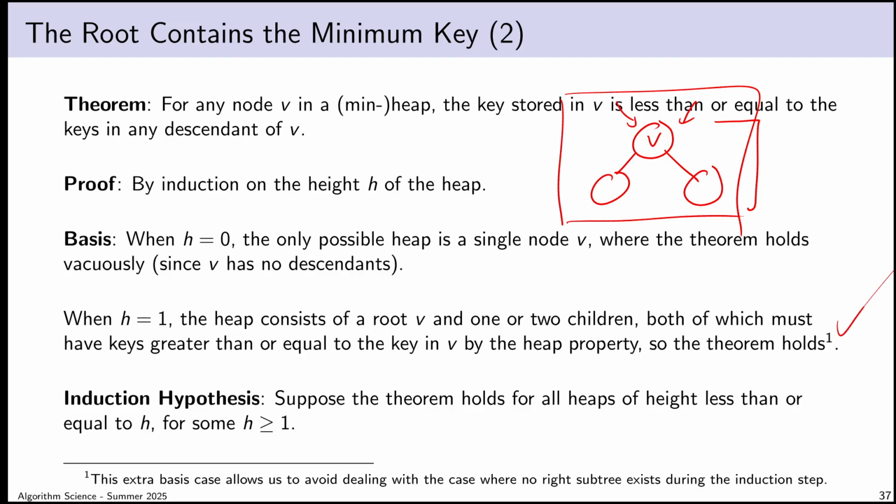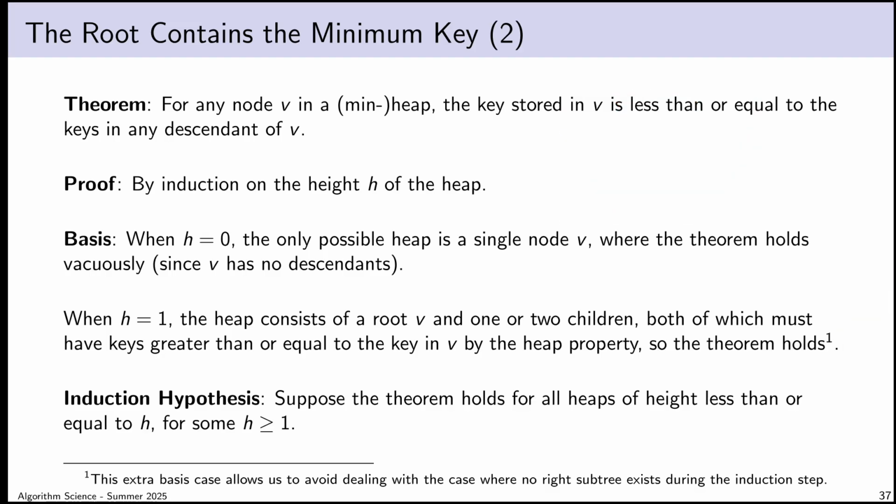Okay, so that asserts my second base case. I will come back in a minute to explain why I think the second base case is necessary. Now my hypothesis is, suppose the theorem holds for all heaps of height up to some height h, where h is greater than or equal to 1. Now this is actually a strong hypothesis.